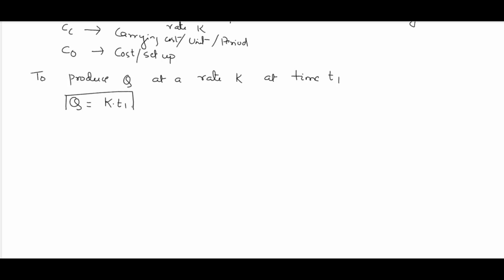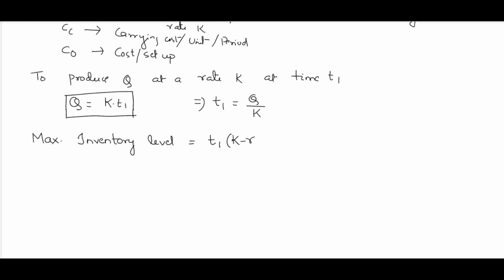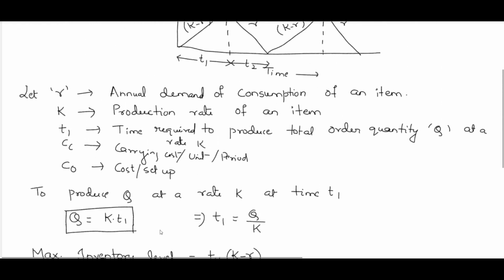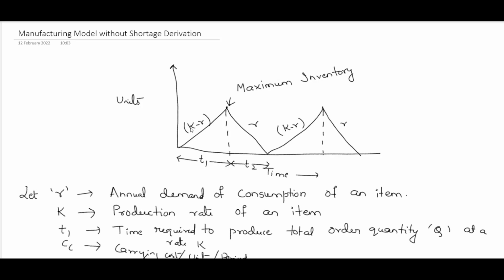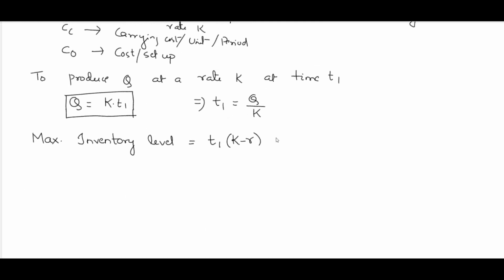We can make it in a box. That implies T1 is equal to Q by K. Maximum inventory level is equal to T1 into (K minus R). Then this is the maximum inventory we can see. K minus R is the inventory rate at this point, so multiplied by time T1 it will give you the maximum inventory.